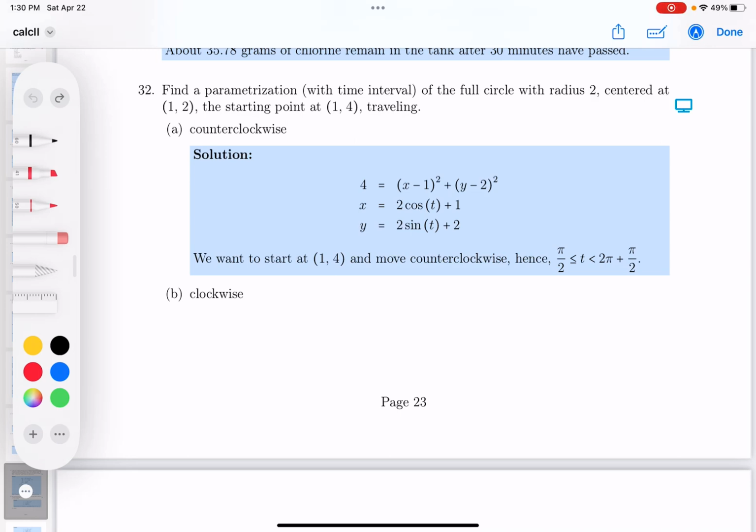Okay, for 32, you've got to find a parametric function. That's going to describe the full circle, radius 2, centered at (1, 2), starting at point (1, 4), traveling counterclockwise and clockwise. They want the time interval also, all right? That makes it more problematic for me.